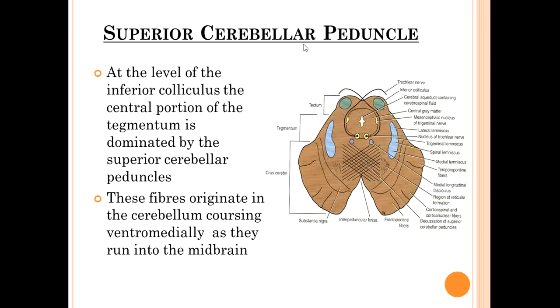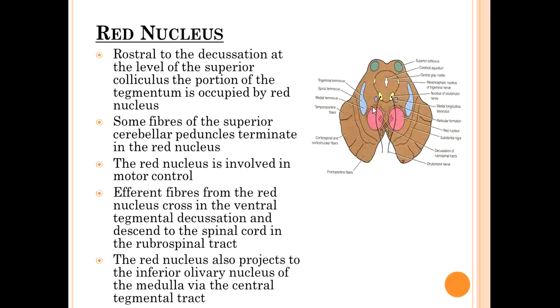Now, superior cerebellar peduncle. Remember, first we saw in the medulla there was the inferior cerebellar peduncle. Then for pons it was the middle cerebellar peduncle, and for midbrain there will be the superior cerebellar peduncle. Cerebellar peduncle means the fibers which are connecting a part of the brainstem with the cerebellum. Inferior cerebellar peduncle connects the medulla with the cerebellum. Middle cerebellar peduncle connects the pons with the cerebellum, and the superior cerebellar peduncle connects the midbrain with the cerebellum.